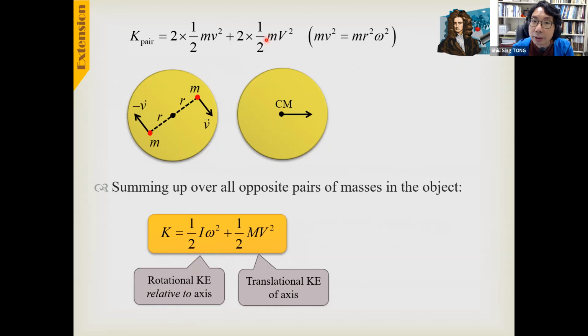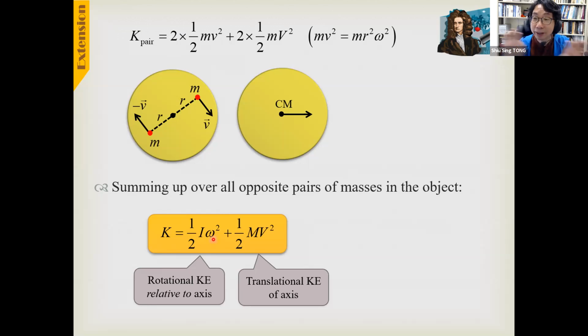How about this? For each particle pair, you associate a term of 1/2 mv squared, right? And you sum up all the particles, it just gives you the total mass, 1/2 the total mass, big V squared. And this is the translational kinetic energy of the axis. Okay. So now you complete the proof.